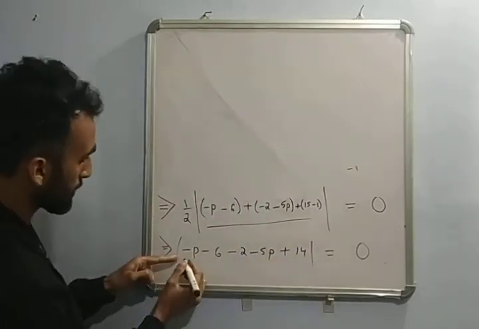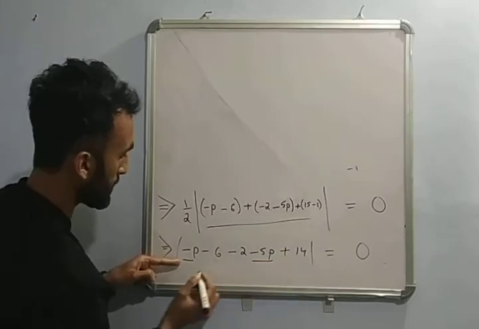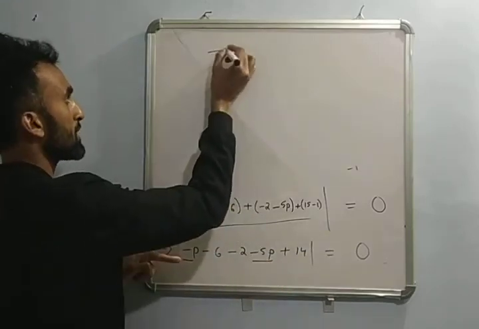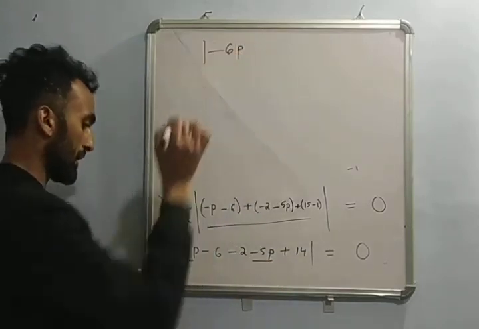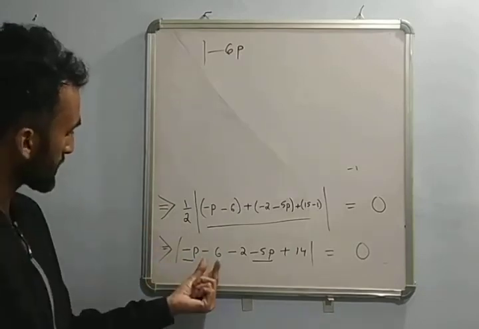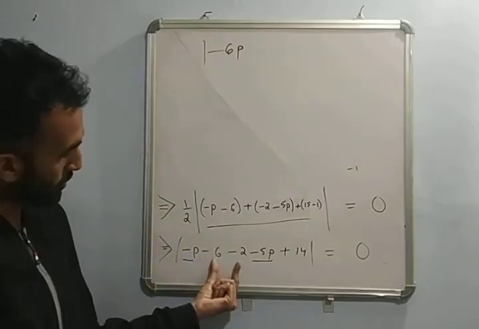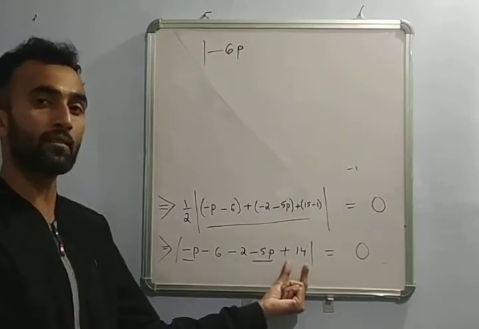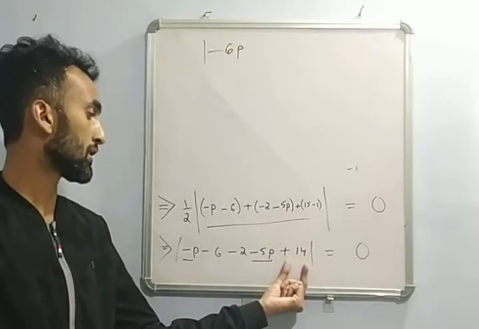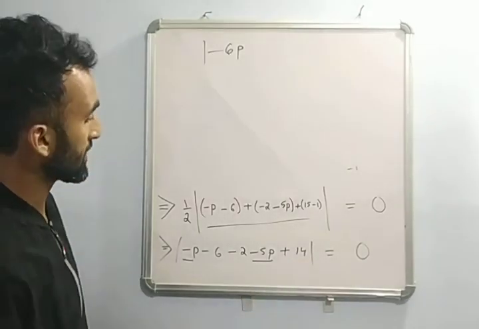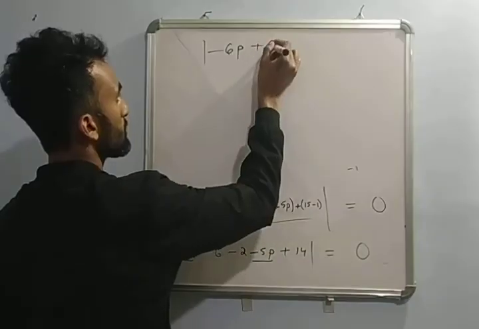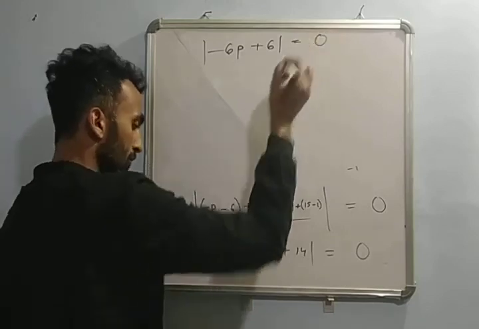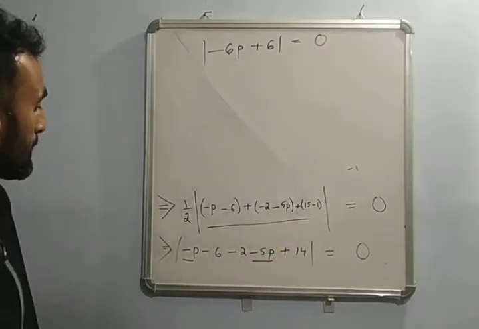Now let me see, minus P minus 5P is minus 6P. Minus and minus we add and the sign is minus. Minus 6 minus 2 is minus 8. Minus 8 plus 14. We have to subtract, but it is plus 6 because 14 is bigger, it has plus sign.